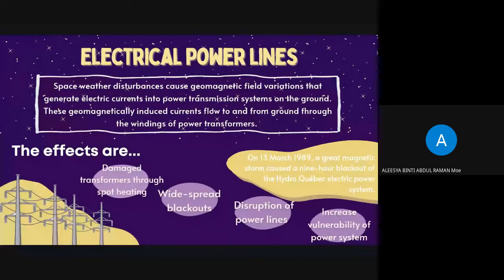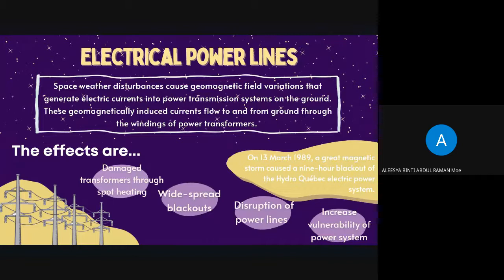Lastly, I'm going to talk about electrical lines. Space weather disturbance causes geomagnetic field variations that generate electric currents into power transmission systems on the ground. These geomagnetically induced currents flow to and from the ground through the windings of power transformers and cause partial rotation of the transformer core. The effects of this are damaged transformers through spot heating, widespread blackouts, disruption of power lines, and increased vulnerability of power systems, making them more vulnerable to outside disturbances.